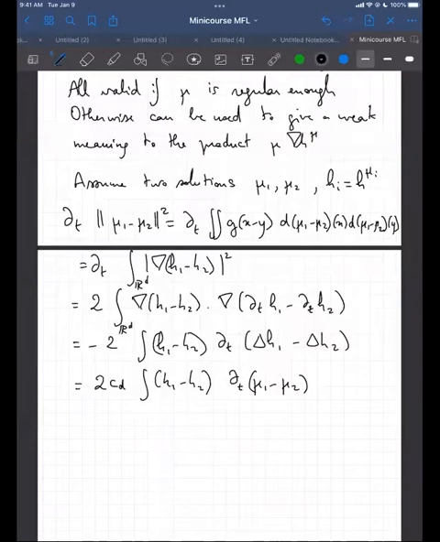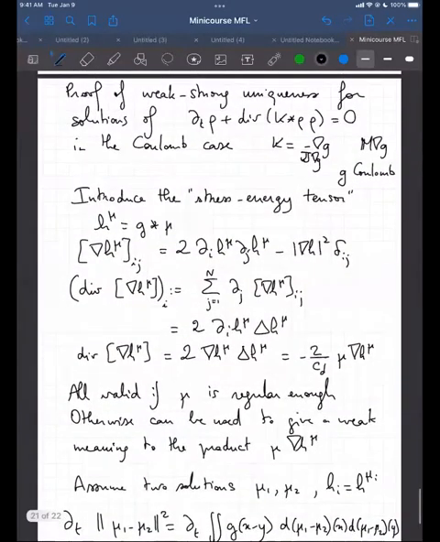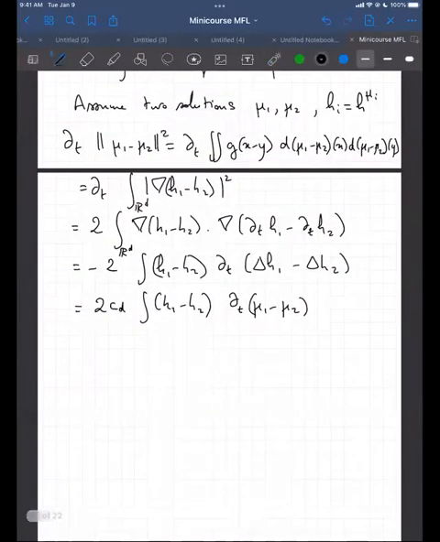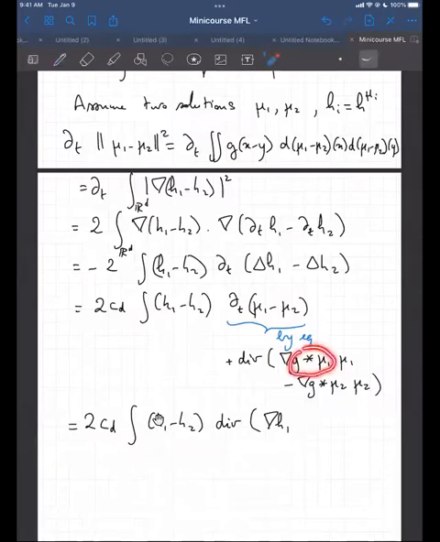And now we can input the equation satisfied by mu, which is the continuity equation here. I told you sometimes I call it mu, sometimes I call it rho, but it's the same. So now this thing, by the equation, is equal to minus divergence of, so let's write plus divergence of grad g convolved with mu1 minus grad g convolved with mu2. But grad g convolved with mu1 is also the same as grad h. So I can rewrite this as 2 C_d times the integral of h1 minus h2 times divergence of grad h1 mu1 minus grad h2 mu2, which is exactly the definition of h, g convolved with mu.